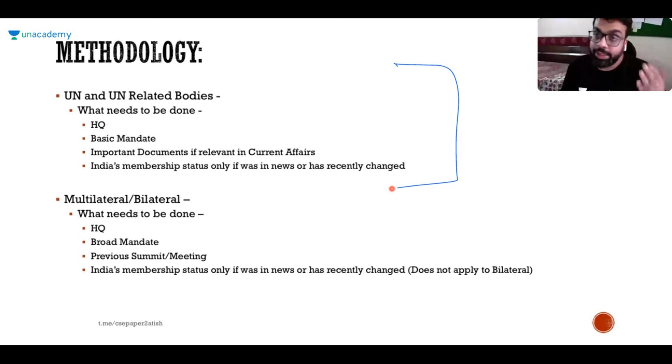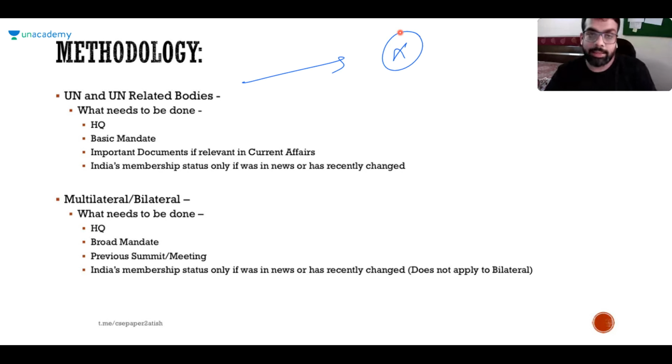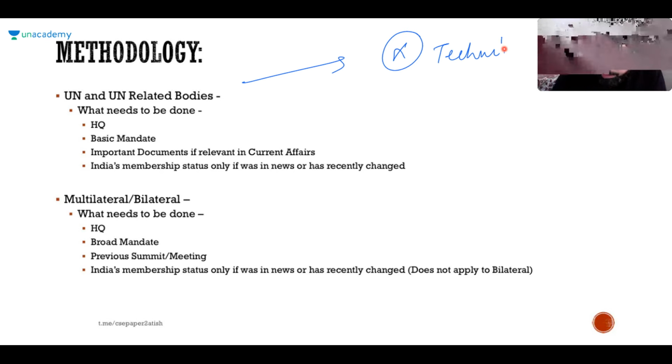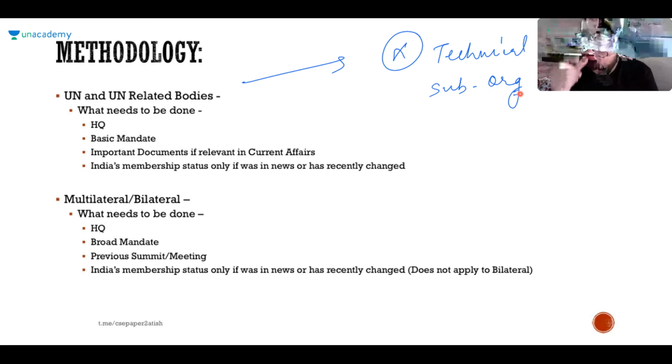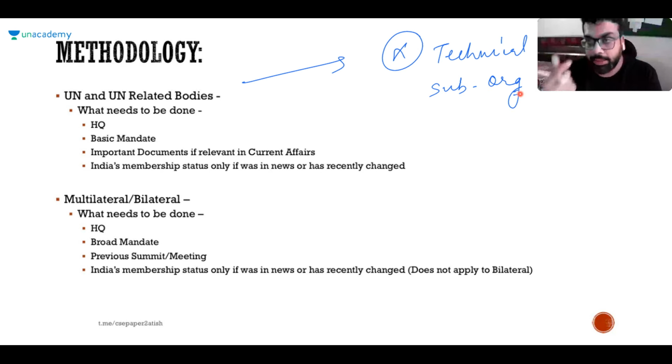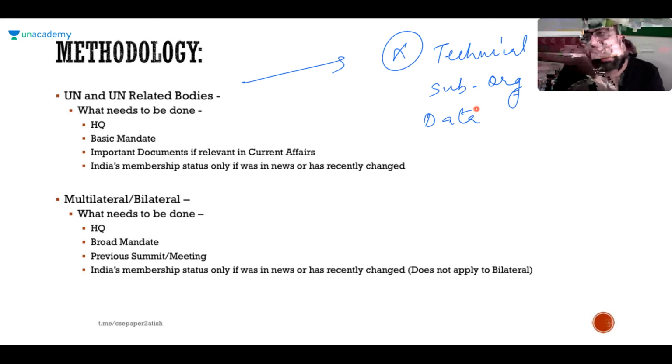If it has changed, then the body automatically becomes important, right? So, what you don't need to do, what are the things you will ignore as far as international organizations are concerned? I don't need you to know the technical details of the mandate of the organization. I don't need you to know sub organizations of these bodies, specific organizations, committees, their recommendations. I don't need you to know any data that might be coming out of these. You will not be asked this in the exam.